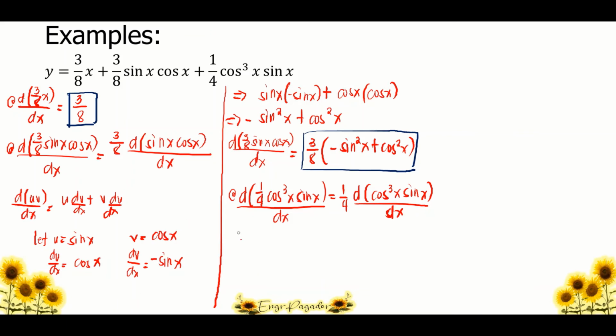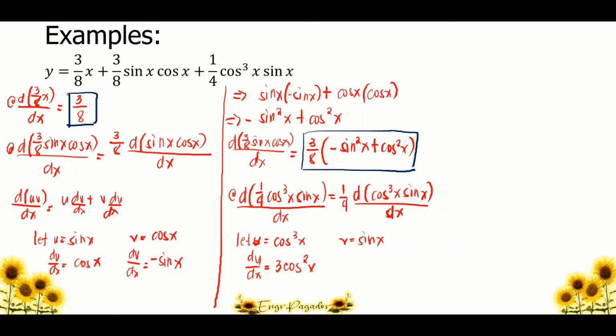So, we will have u equal to cosine cubed x and v equal to sine x. Then, computing du over dx, this will be equal to 3. The exponent goes down: copy the base, and the exponent is reduced by one, so it becomes 2. So, cosine squared x. And then, get the derivative of your base, which is cosine x.